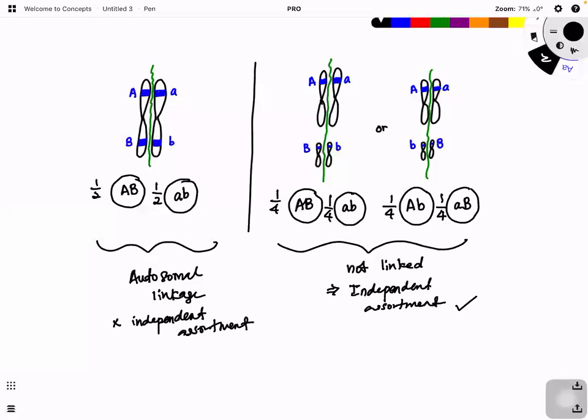So what we're going to discuss now is this autosomal linkage, how it will change Mendel's 9:3:3:1 when we have the heterozygous cross with the heterozygous. So let us look at the notes now.